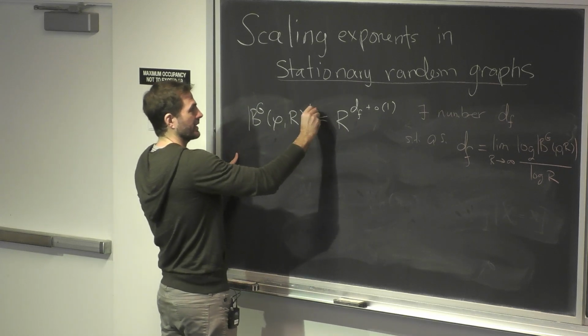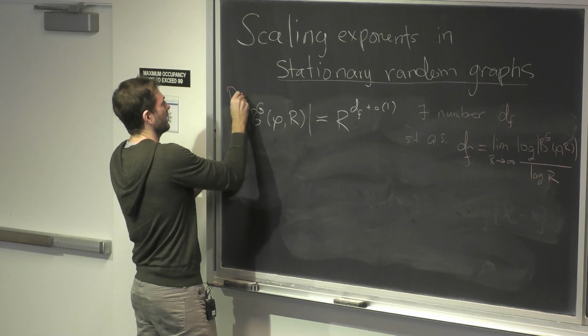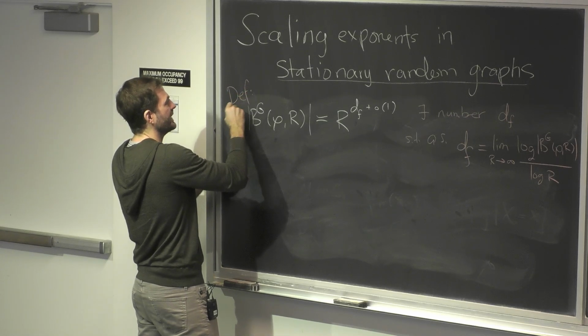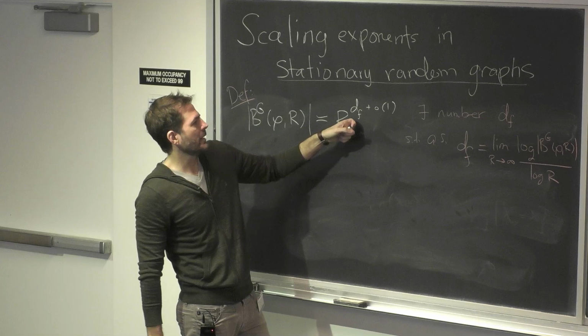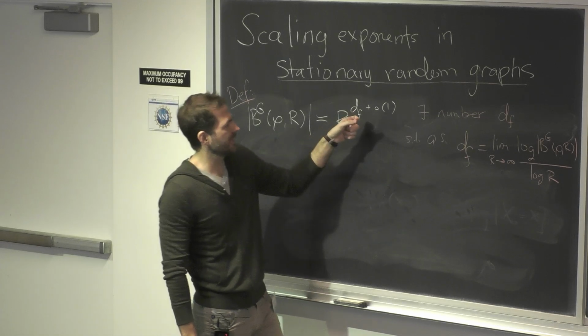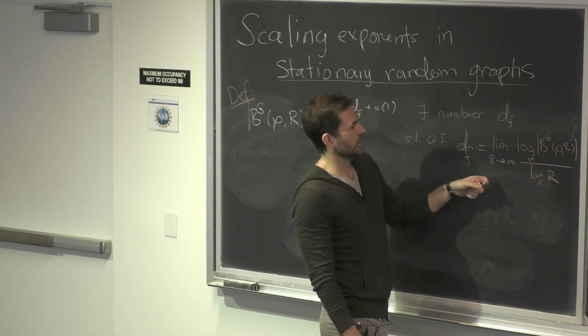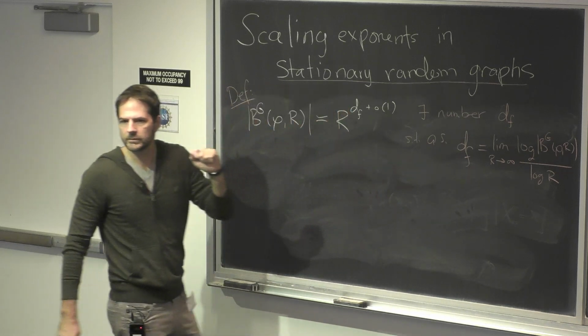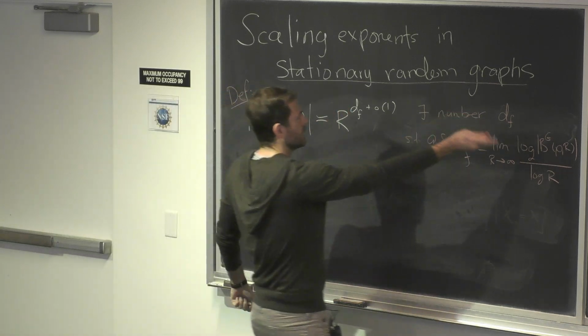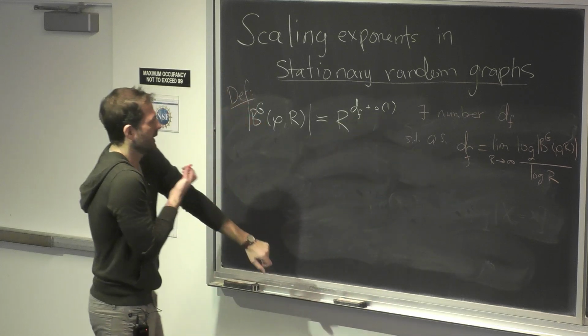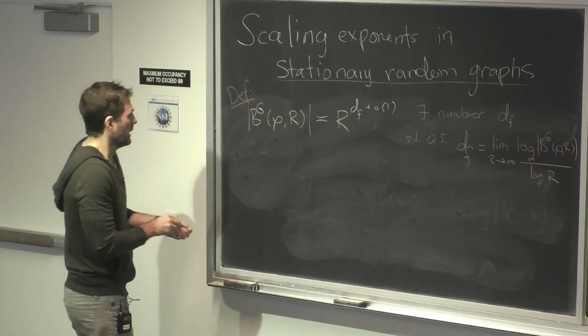This is how I'm defining this exponent existing: if there exists a number d sub f such that almost surely this limit is equal to d sub f. Okay, and this is just a natural thing. You take logs, you get rid of these sub-polynomial corrections.